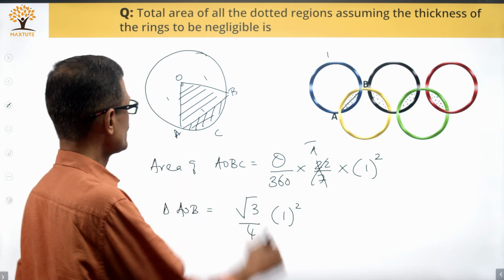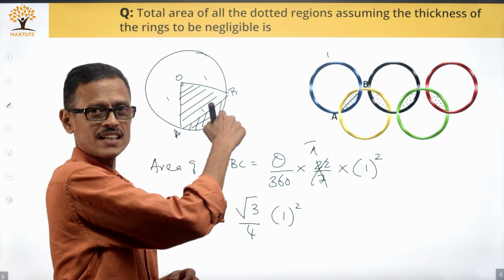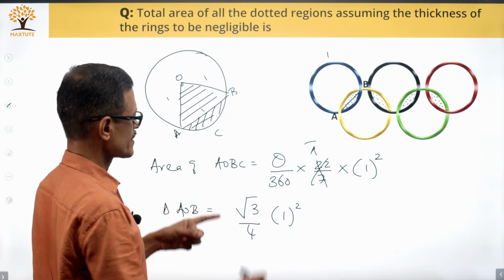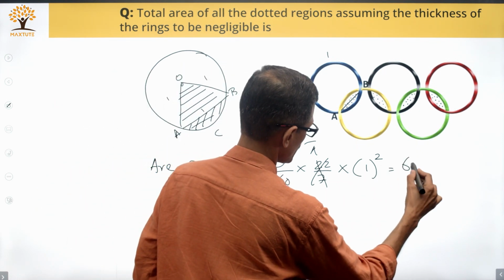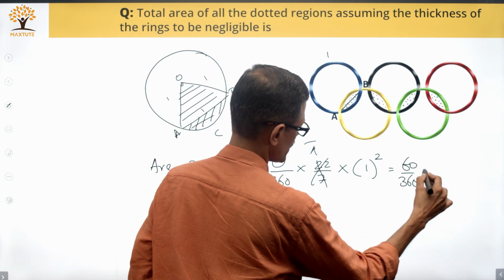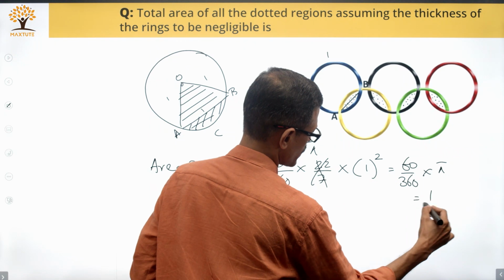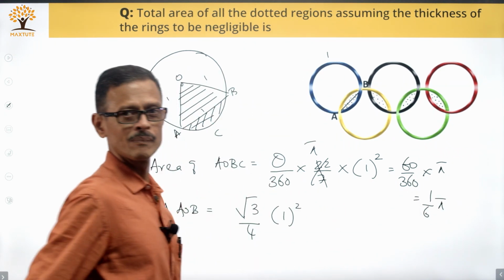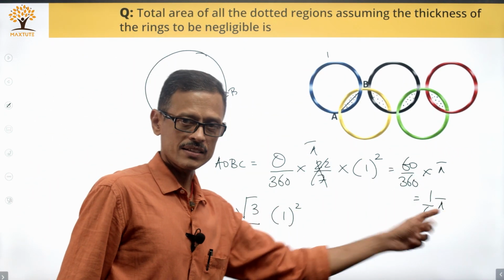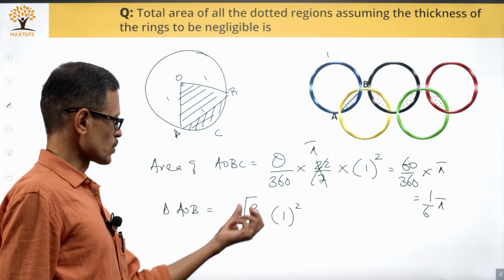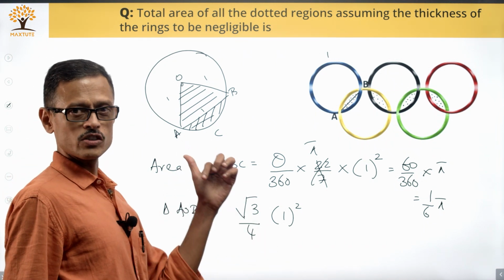Now, what is theta? If it's an equilateral triangle, all 3 angles are equal. All 3 angles are equal to 60 degrees. So this will be equal to 60 divided by 360 into pi, which is equal to 1/6 of pi. So the area of the sector is pi by 6. The area of the triangle is root 3 by 4 into 1 square, which is root 3 by 4.